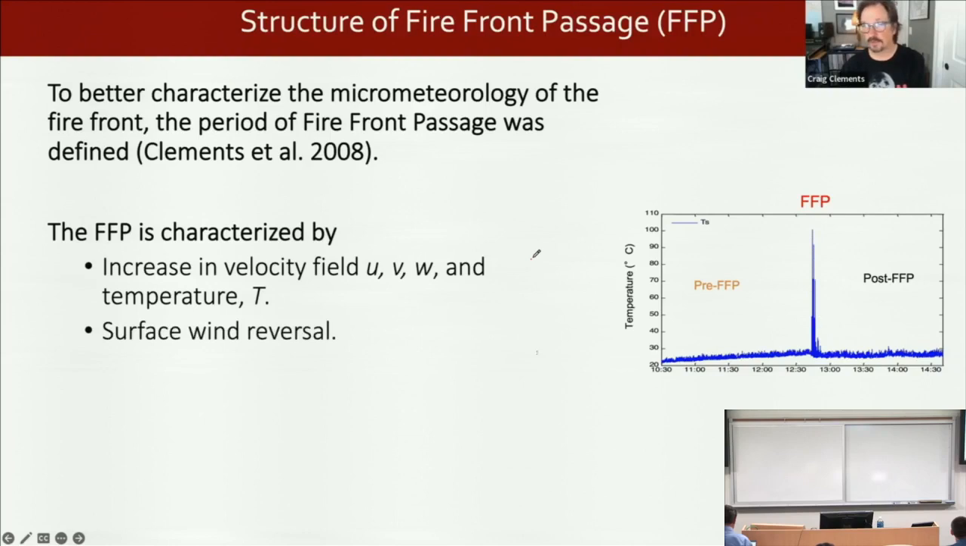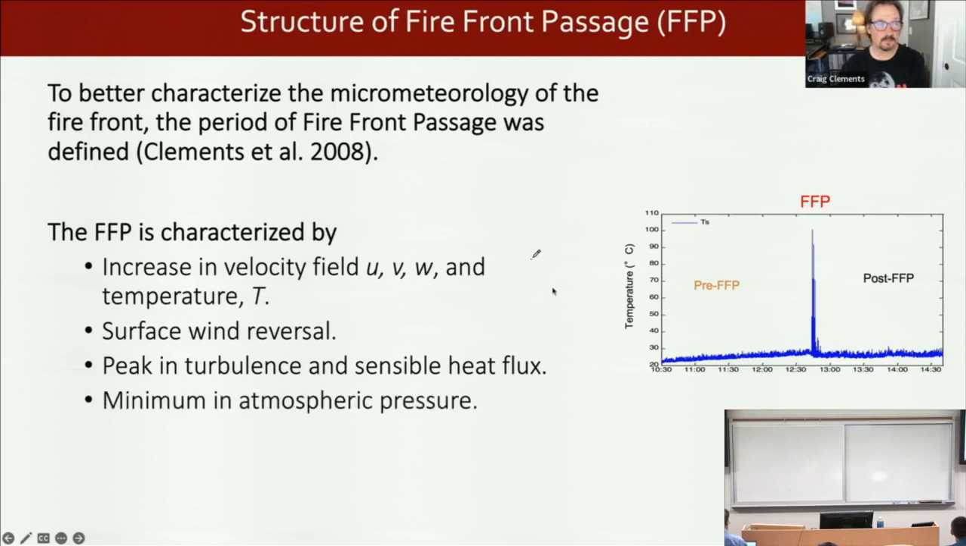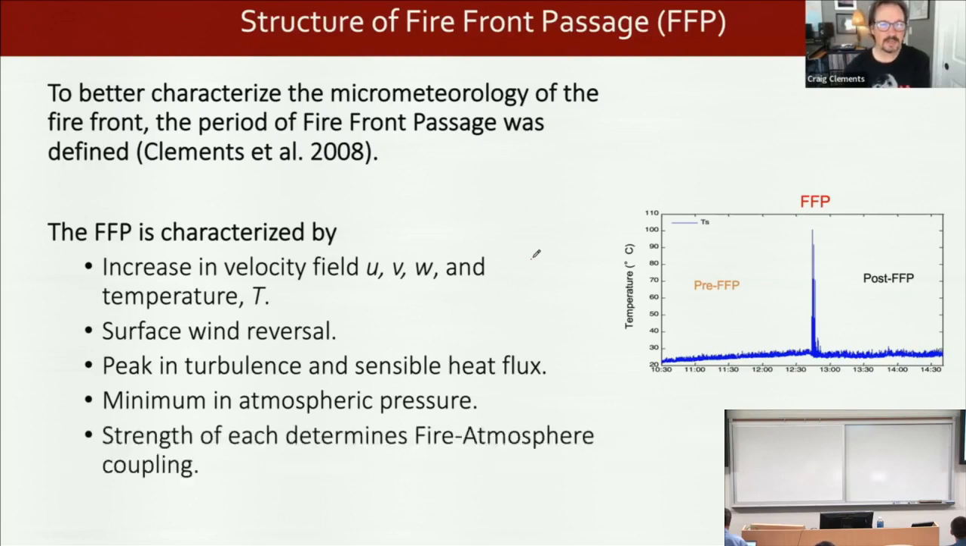We can get a wind reversal. We can get a peak in turbulence sensible heat flux, obviously, because you have an increase in wind and an increase in temperature, so you would have an increase in sensible heat flux. And then also a minimum in atmospheric pressure. These usually all occur at the same time in the same period, but not necessarily, they're not necessarily correlated. And then the strength of this determines that fire-atmosphere coupling.